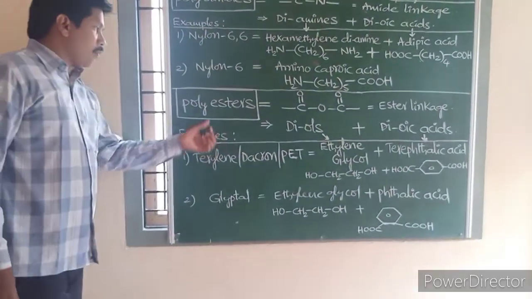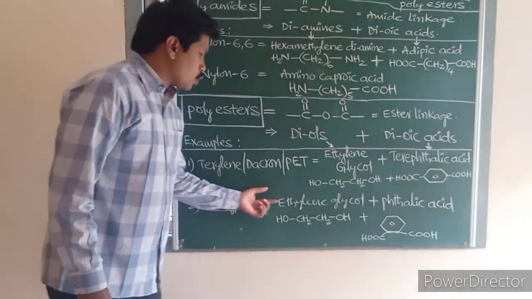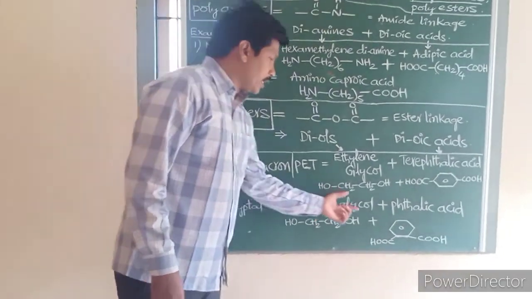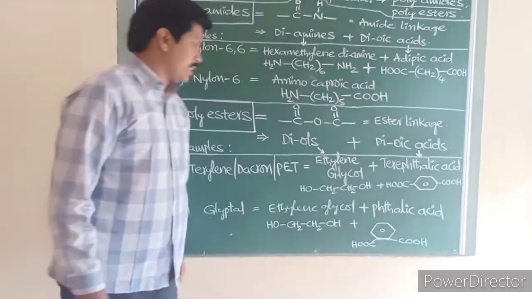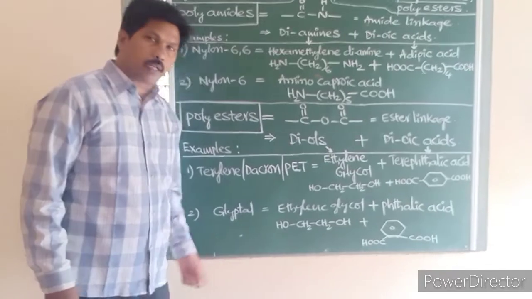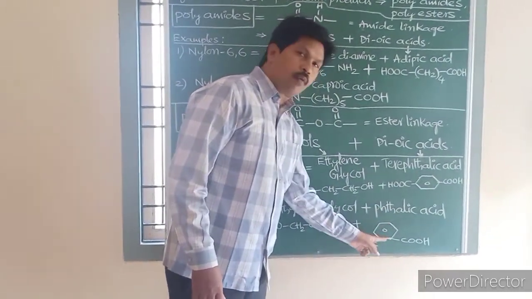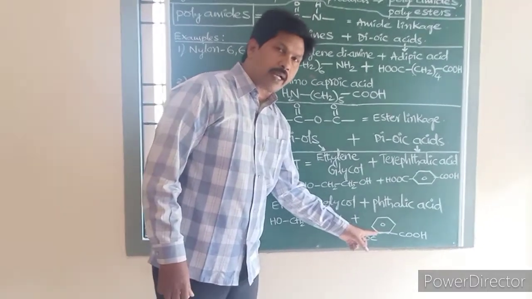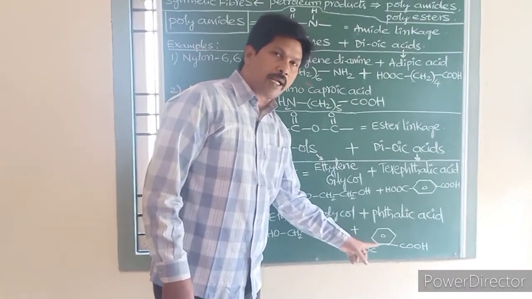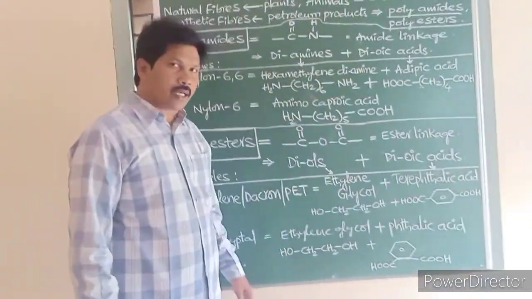And another example of polyester is glyptal. Glyptal is a condensation polymer of ethylene glycol and phthalic acid. This ethylene glycol contains 2 OH functional groups and phthalic acid contains 2 COOH functional groups present at adjacent carbon atoms, that is in the first and second positions of the benzene ring.